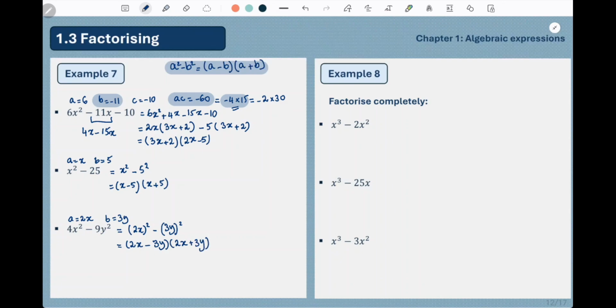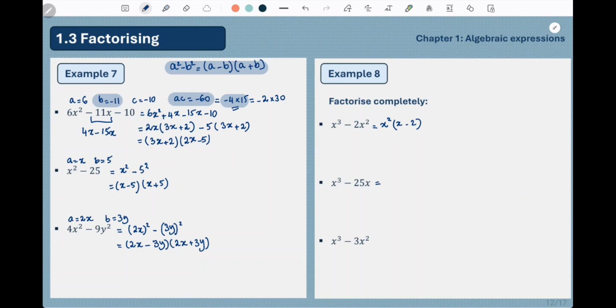Okay, moving on to example 8, where we have to factorize completely. First of all, it is not a quadratic expression, but we can factorize it the simple way. You don't have to think too much. It might not be as tricky as you think it might be. So, the common factor between these two is x squared, and then x minus 2. See? Very simple.